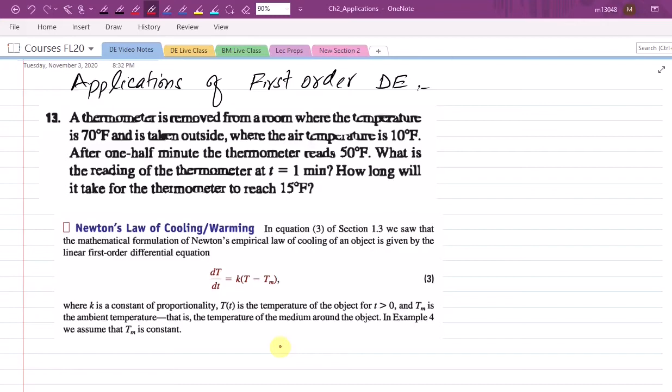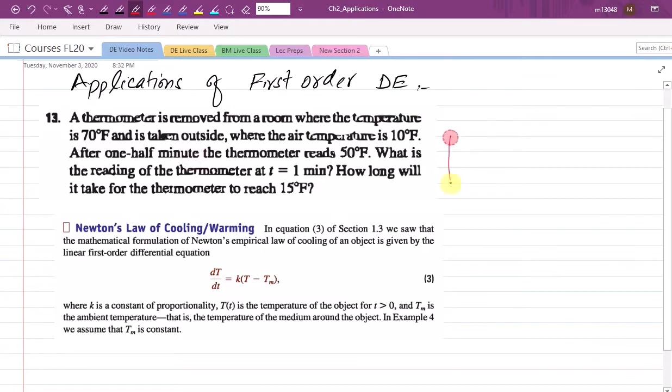Our today's topic is applications of first order differential equations. First one is Newton's law of cooling and heating. A thermometer is removed from a room where the temperature is 70 degrees Fahrenheit.